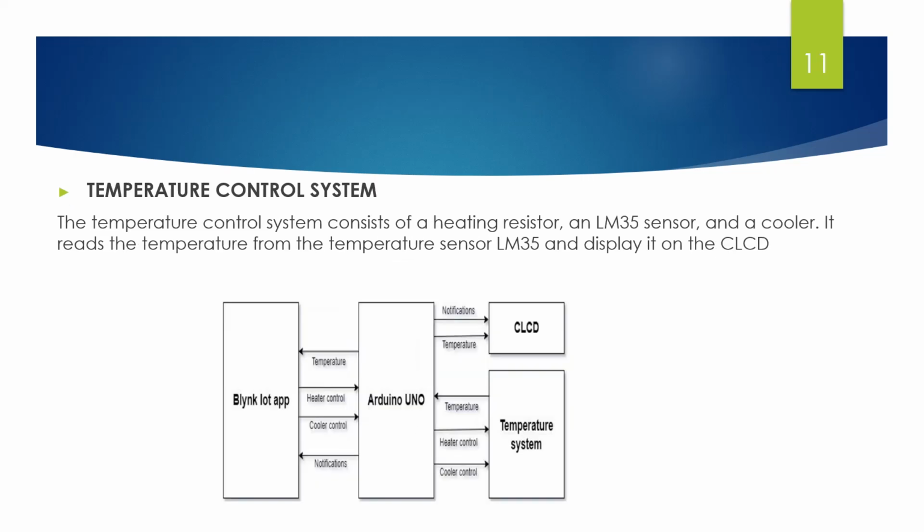Again, here we have the temperature control system. It consists of heating resistors, an LM35 sensor and a cooler. It reads the temperature from the temperature sensor LM35 and displays it on the CLCD. Here we have a Blynk application where we can control the temperature of the room. We can increase the temperature and we can decrease the temperature based on the Blynk IoT application. We can raise the temperature up to 35 degrees, not more than that.